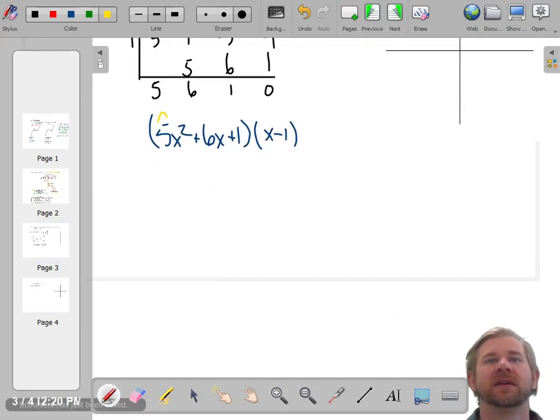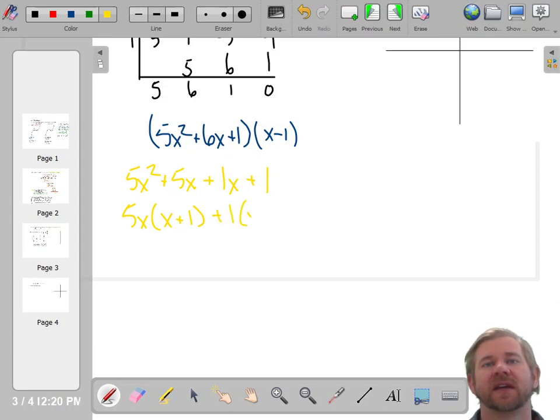Now we split the middle. What multiplies to 5 and adds to 6? 5's prime. It's got to be 5 and 1. Plus 5x plus 1x. So split the middle. GCF of the first two is 5x. GCF of the second two is 1. 5x plus 1. x plus 1.